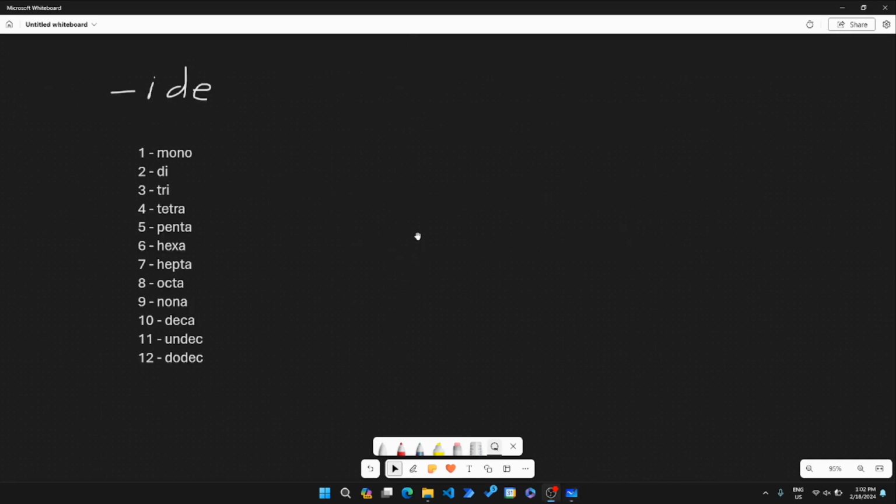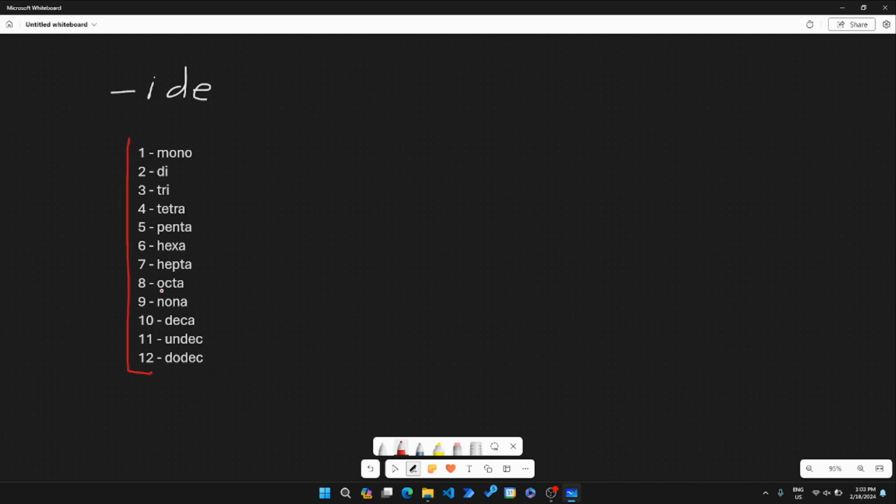So now it's time to talk about binary molecular compounds. So first off, we need to look at the ending, which ends in this suffix "-ide". This is the ending for the entire compound, not every element in the compound. Now, for every element, to indicate the number of elements, we use these prefixes. For 1, it's mono, 2 is di, 3 is tri, 4 is tetra, 5 is penta, 6 is hexa, 7 is hepta, 8 is octa, 9 is nona, 10 is deca, 11 is undec, 12 is dodec.